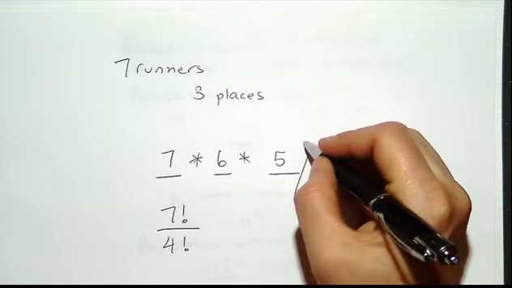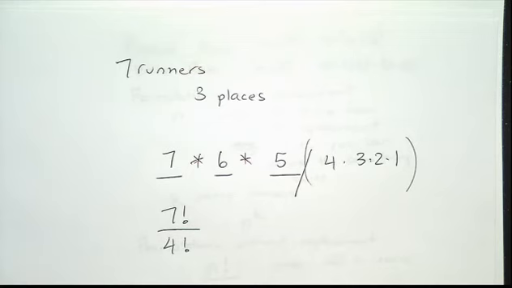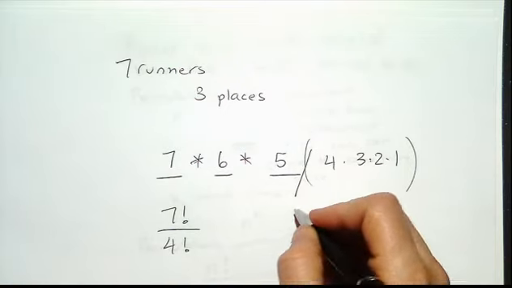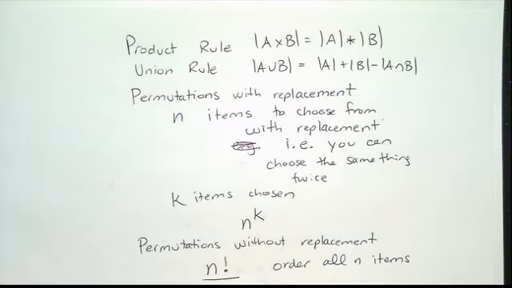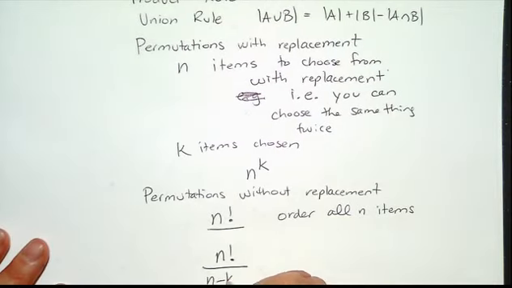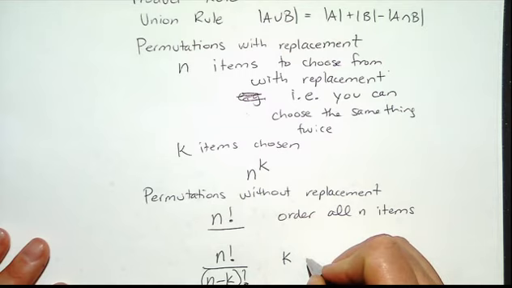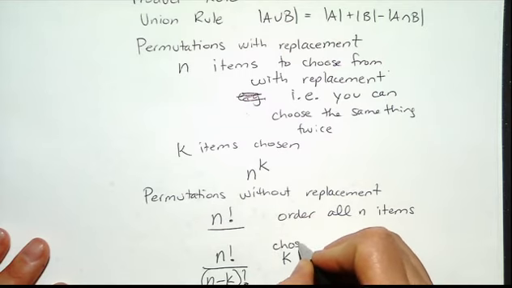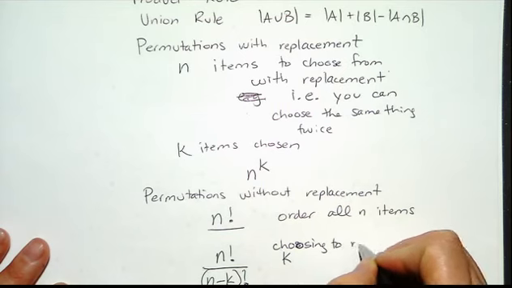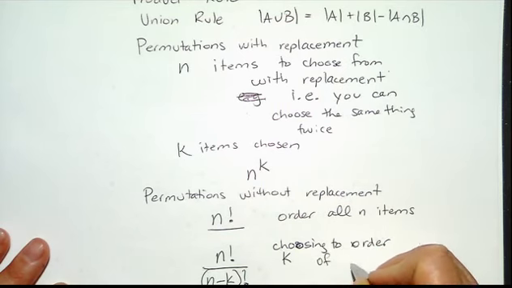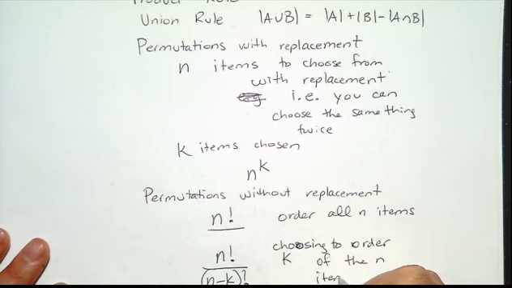So this was sort of an imaginary thing. When we start a factorial, we can finish it just by multiplying by the rest of the numbers. If we divide those out, that's telling me what the formula is for where I have n items to choose from, and I'm ordering k of them. So this is our formula: n factorial over n minus k factorial, if we're only choosing k items, choosing to order k of the n items.